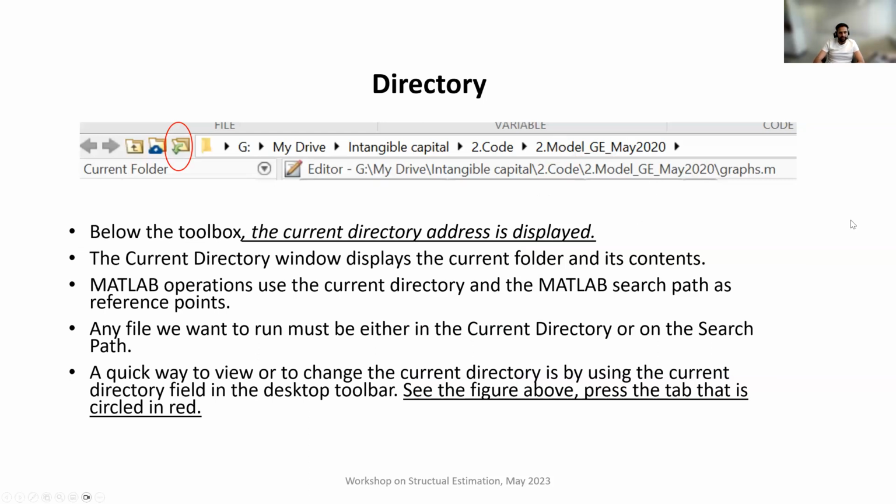Okay, then this is the folder from where you can select your current directory, because MATLAB will always work only with the files that are present in the current directory. So you make sure that you are in the current directory.